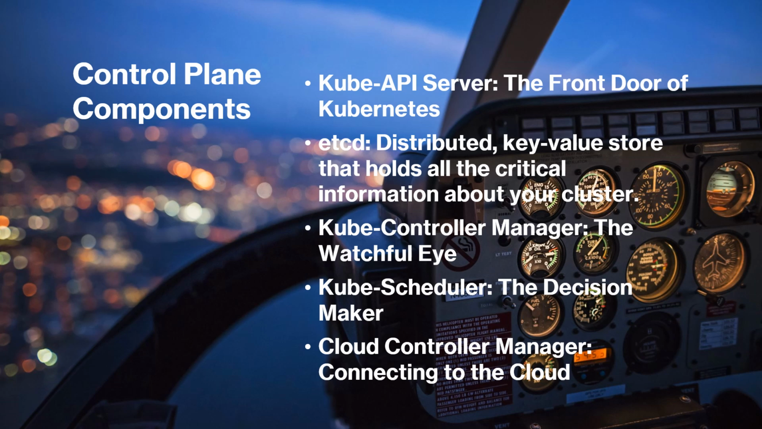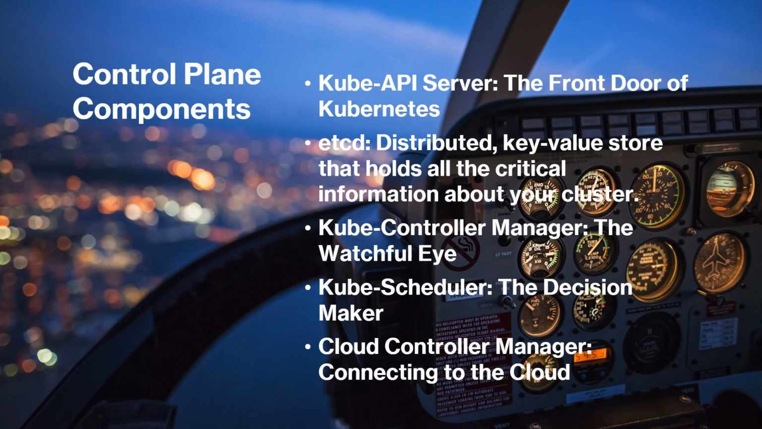etcd, the brain's memory. If the API server is the front door, then etcd is the memory of Kubernetes. It's a distributed key-value store that holds all the critical information about your cluster. etcd stores the desired state and the current state of your cluster. For example, if you want 3 replicas of a pod running, etcd stores that desired state. It also tracks the actual state, how many replicas are running at the moment. This comparison helps Kubernetes continuously reconcile any differences between the desired and actual state.